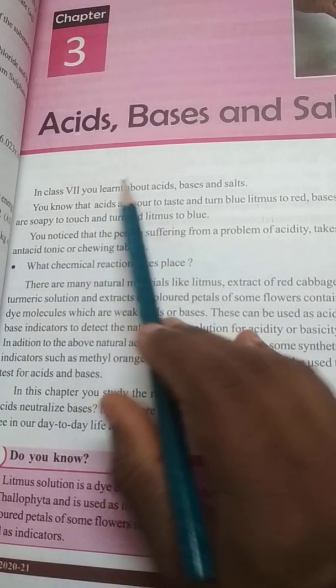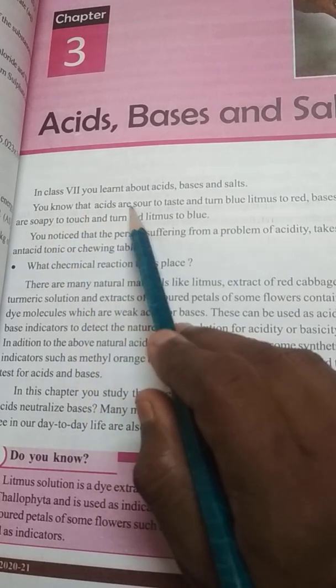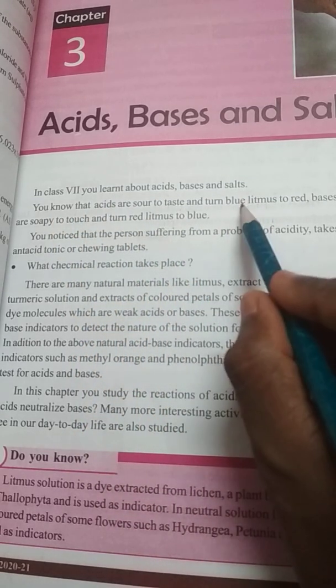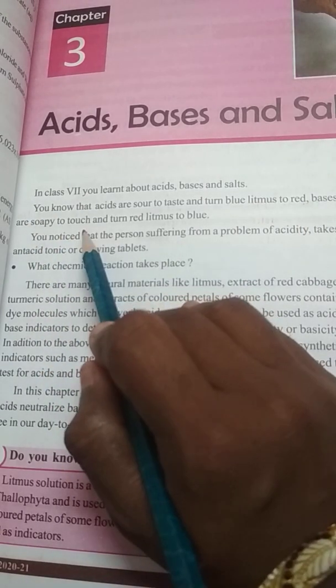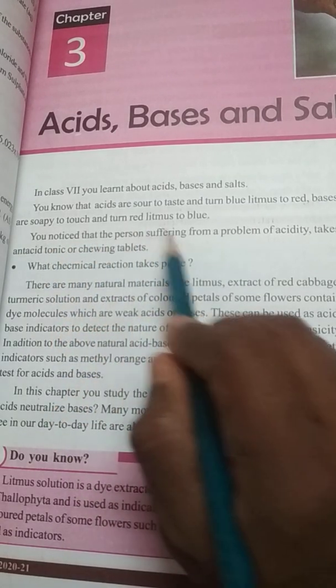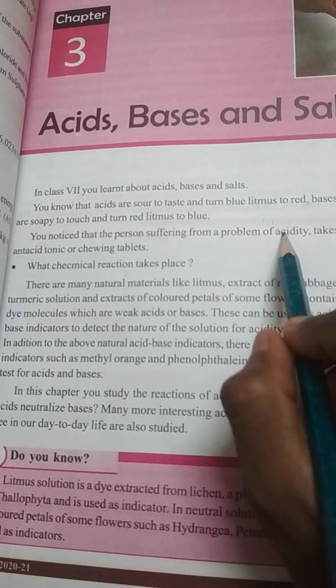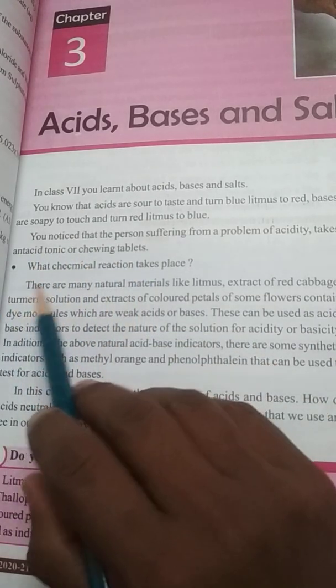In class 7th you learnt about acids, bases and salts. You know that acids are sour to taste and turn blue litmus to red. Bases are soapy to touch and turn red litmus to blue. You notice that a person suffering from a problem of acidity takes antacid tonic or chewing tablets.